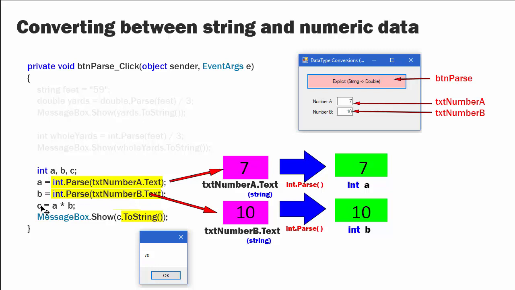Then I can multiply those 2 together. So A is going to be 7, B is going to be 10. Multiplying those 2 together, A times B would give me 70. And then here in this message box, I'm going to use the value of C and convert that to a string. So I'm getting a string value for my prompt of 70, and that's what's displayed in the message box. So that's how we convert between string data and numeric data, and between numeric data back to string data.